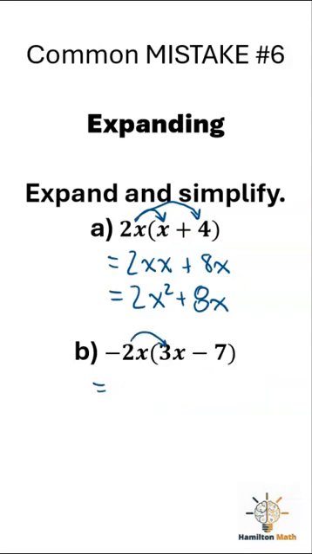Negative 2 times 3 and x times x. So negative 2 times 3 is negative 6, x times x is x squared. And then we go ahead and we continue the distributive property, negative 2x times negative 7, which means it's a positive. Negative times negative is positive. And then 2 times 7 is 14, and we have the x. And again, we can't simplify that because we have an x squared term and an x term. Those are not like terms.